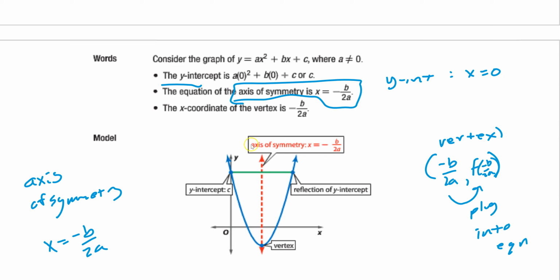So those are the key things. If you want to find the axis of symmetry, use negative b over 2a. If you want to find the vertex, that x value is also the x of the vertex, and you plug it into your equation to find the y value. And if you want to find the y-intercept, set x equal to 0. So let's graph a couple doing it that way.